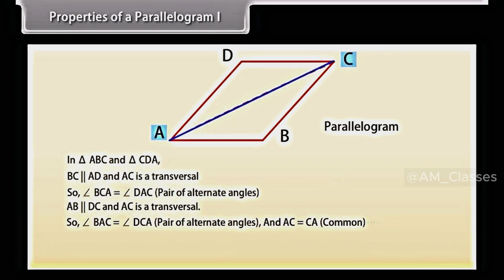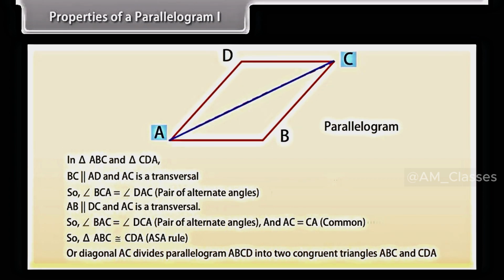And AC is equal to CA because this is common in both the triangles. So, by using the ASA rule, triangle ABC is congruent to triangle CDA. Or we can say that diagonal AC divides parallelogram ABCD into two congruent triangles ABC and CDA.